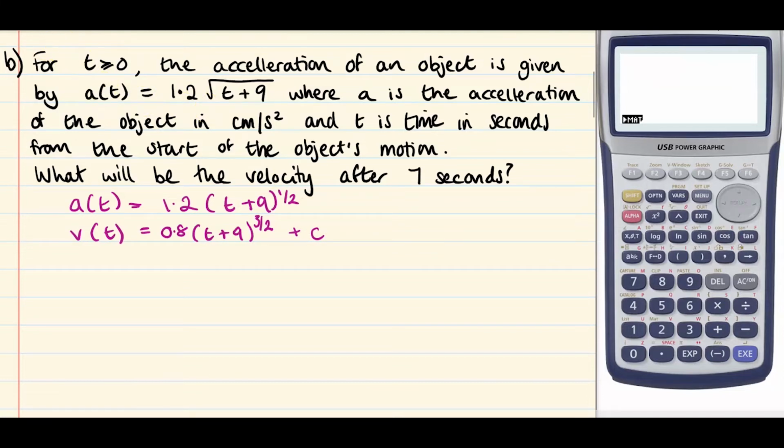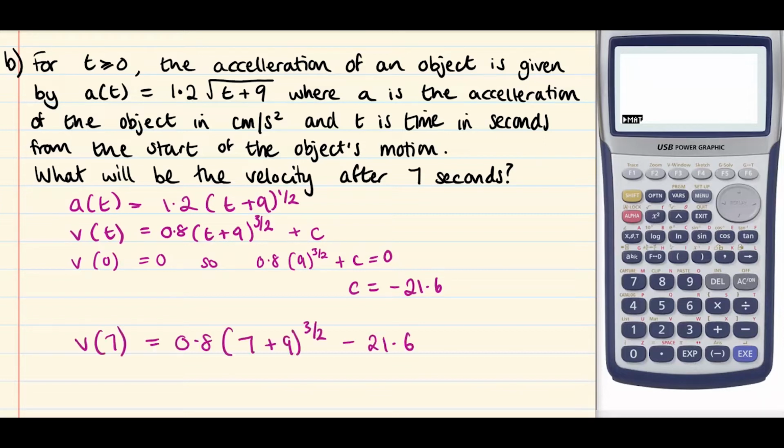Okay, so next thing, the information we've got is from when the object started to move. So it will have a speed of 0 when t is 0. So this is true. Then we can put that into the equation. If we put t is 0 into here, we set it equal to 0, then we can solve for c. Okay, so then we get that c is minus 21.6, so put that back into our velocity equation and substitute in for 7. And then we can work out that velocity is 29.6.